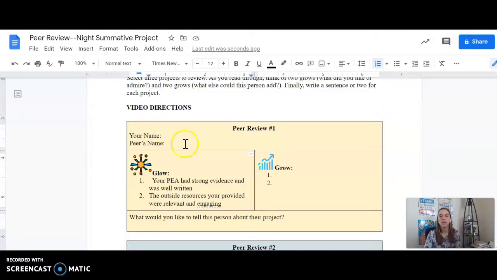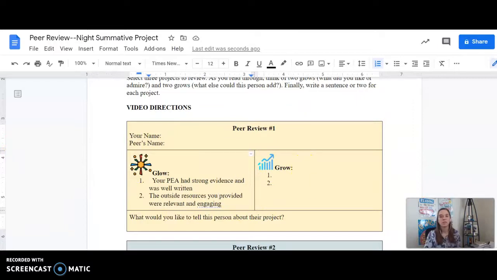That was good. And then the next one I said, the outside resources that you provided, and I have a typo here, so I'm going to fix that, you provided were relevant and engaging, right? They didn't just put random things about anything. They were very relevant. So those would be the glows. Those are things that I really admired or went well for me.